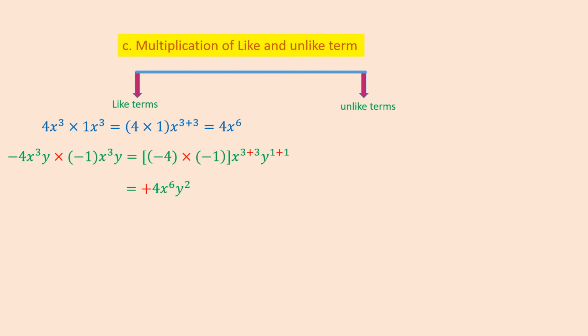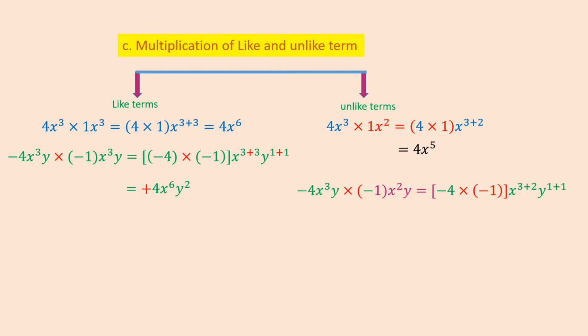Similarly, unlike terms, also if you see here, the terms' variables are different. But in multiplication again the rule applies. Coefficients get multiplied since there is a multiplication sign, and where the base is the same, the index gets added, just like the indices law. One more example.